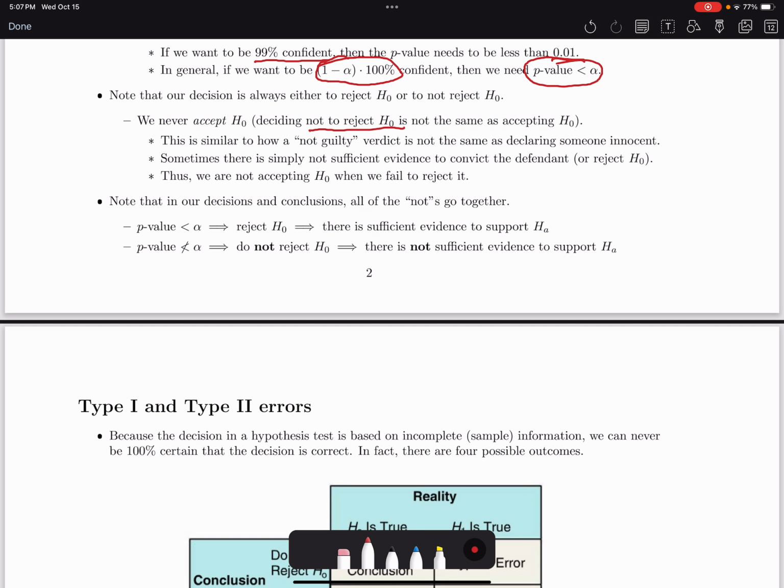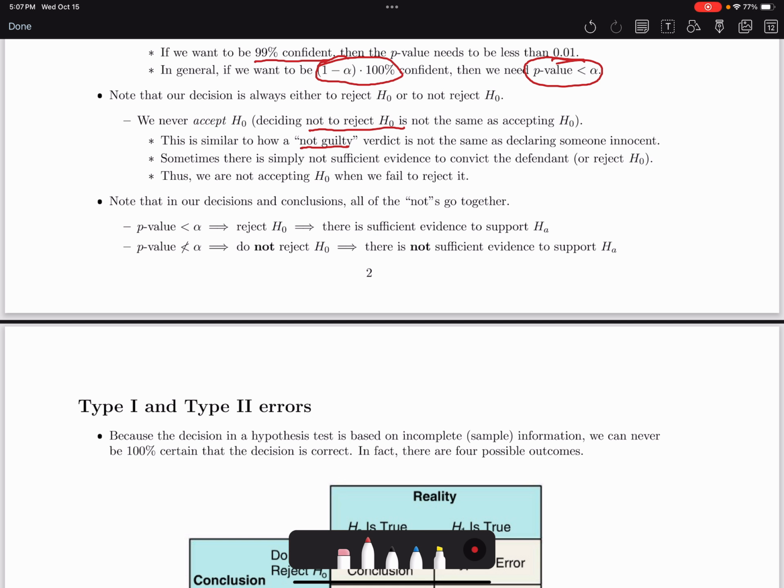It's kind of similar to a criminal trial, right? A not guilty verdict is not the same as declaring someone innocent, right? Sometimes there's just not enough evidence to convict the defendant, even though the defendant might be guilty, right? And so consequently, it's the same way with hypothesis testing. We're not accepting the null hypothesis when we fail to reject it. So we just say, do not reject the null in our decision.